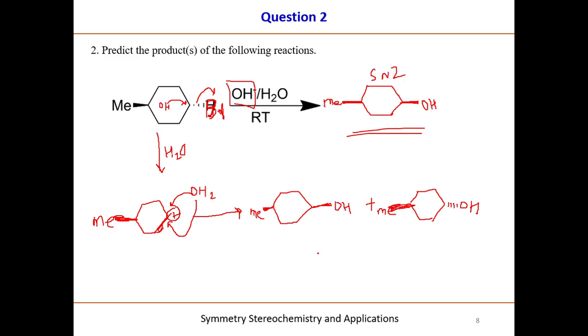So with the first reagent, a strong nucleophile, we will get only one product, that is with inversion of stereochemistry. And in the case of the SN1 pathway, H2O is used. In the presence of H2O, it will follow the SN1 pathway and it will give a racemic product. So these are the product possibilities for this reaction.